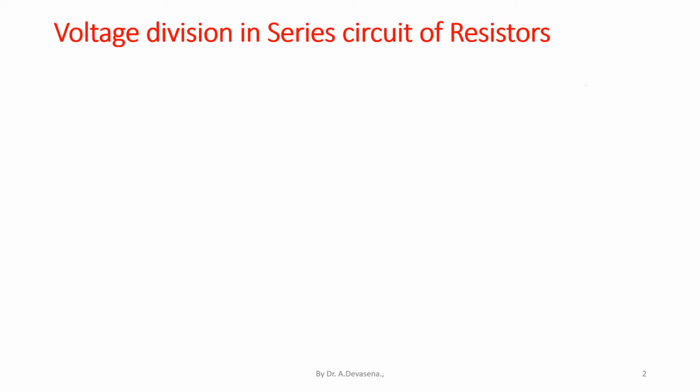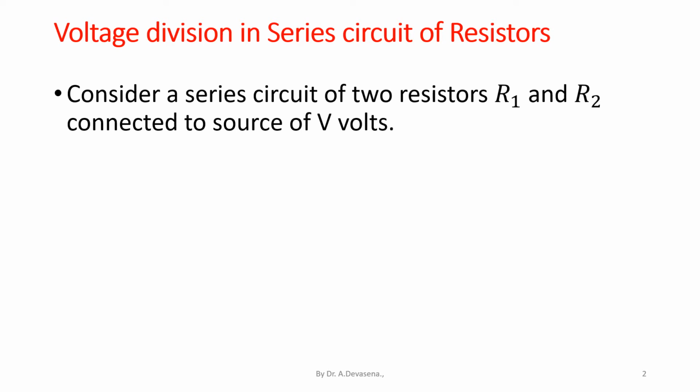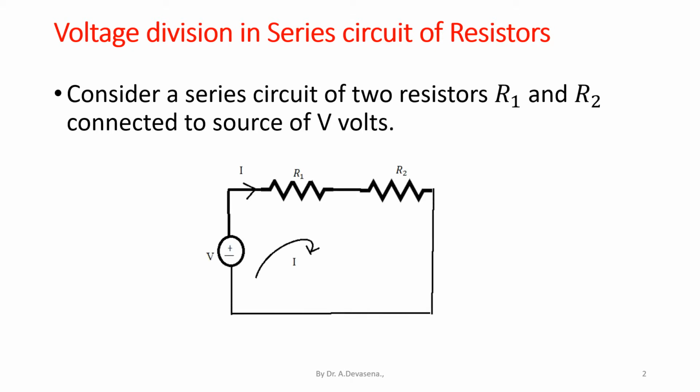Consider a series circuit of two resistors R1 and R2 connected to a source of V volts. This is the representation of a series circuit. In this circuit, we have a voltage source V, and resistors R1 and R2 connected in series with the voltage source, and current I is flowing in this circuit.